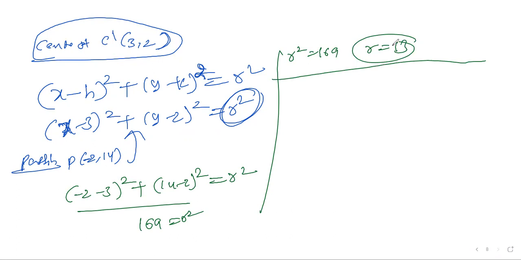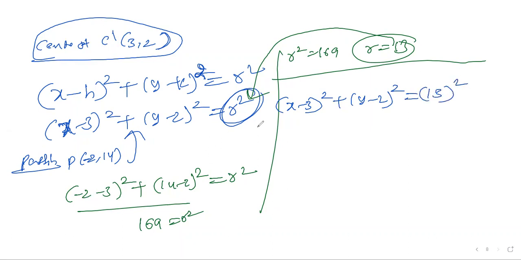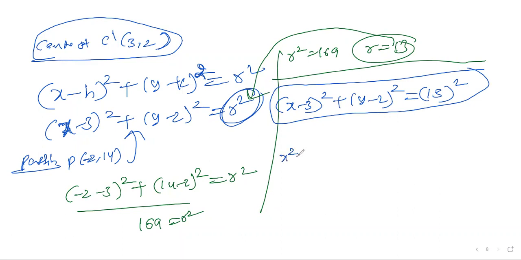So now we got the r value. Please substitute it over here. What is the final answer you are going to get? x minus 3 whole square plus y minus 2 whole square is equal to 13 square. Now this is the final equation. If people are interested, you can open a minus b whole square, a plus b whole square. You'll get the final answer x square plus y square minus 6x minus 4y minus 156 is equal to 0.